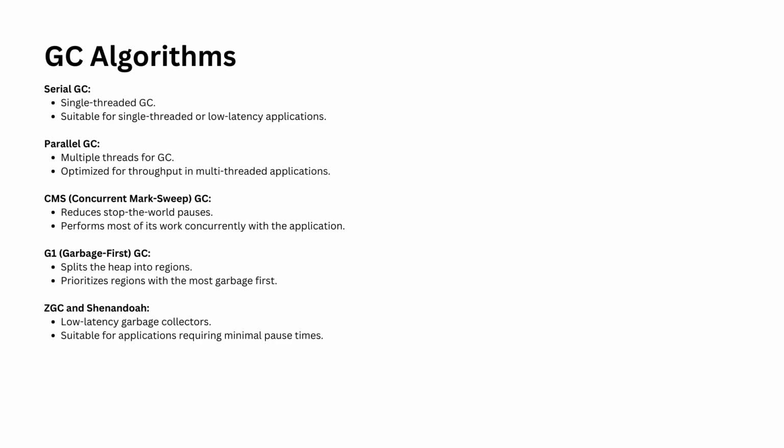It is going to split the heap into several regions, and then it prioritizes regions with the most garbage first. So whatever portion of the heap has the most eligible garbage, the most eligible objects for garbage collection, that portion of the heap is going to be garbage collected first, right? Now we have ZGC, which is a low latency garbage collector suitable for applications requiring minimal pause time.